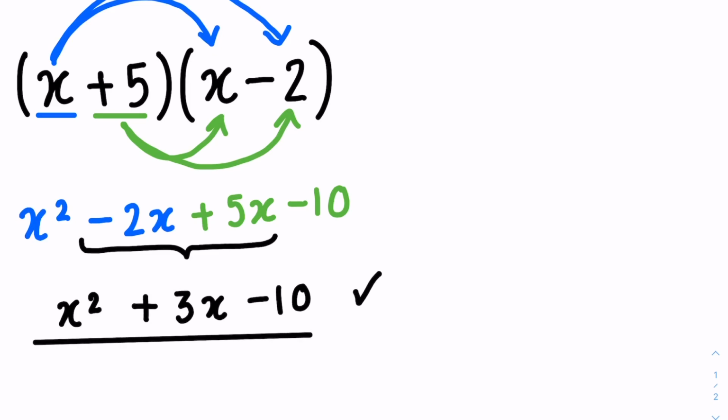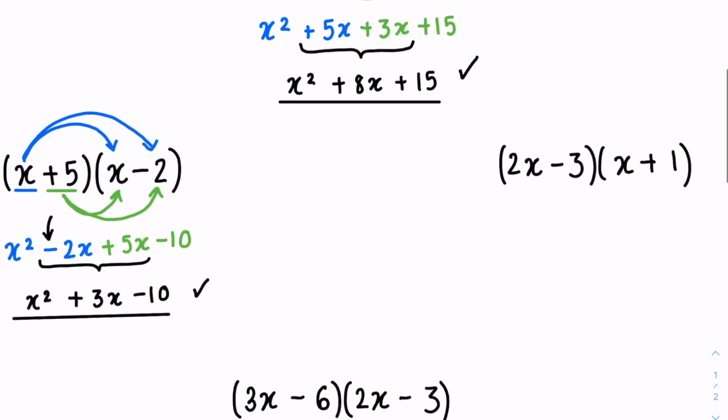Just as a note, a lot of people forget to use this sign. So it's not 2x plus 5x, it's minus 2x plus 5x. Just make sure you're very careful with your signs when simplifying.